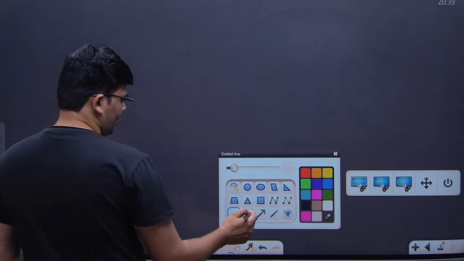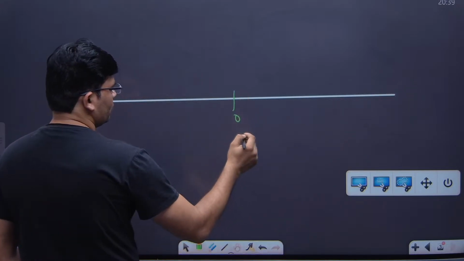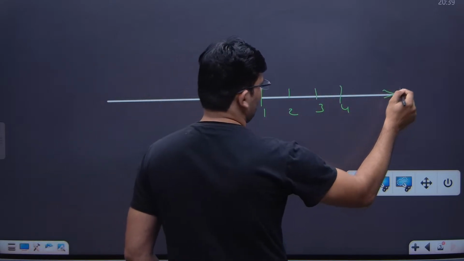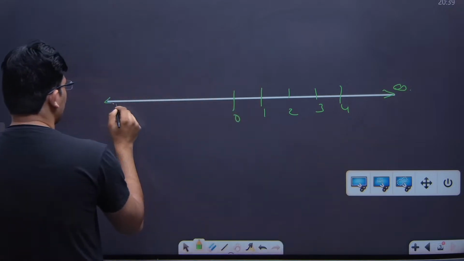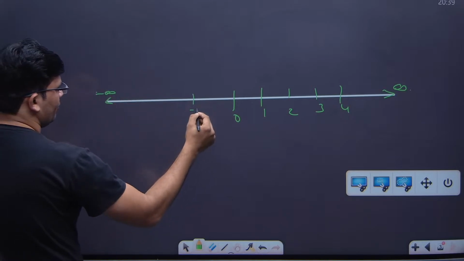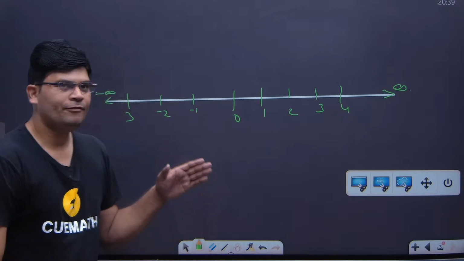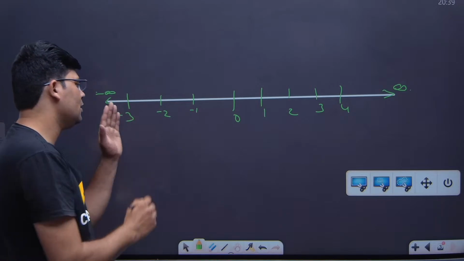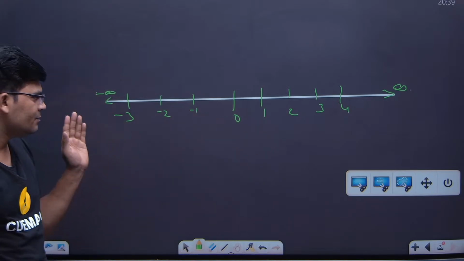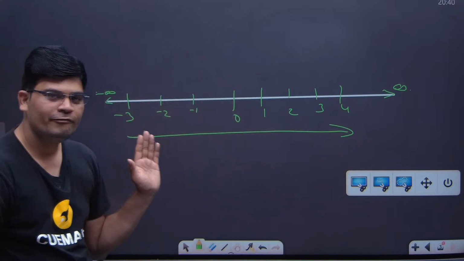Okay. So suppose I draw a number line like this. In the middle of the number line we have 0. On the right hand side we have 1, 2 and then 3, then 4, and it goes up to infinity. Here also it goes up to negative infinity. So it will start from negative 1, negative 2, negative 3. So if you see, every number on the number line which is left of any number on the right hand side is always smaller. As we move from left to right on the number line, the value increases.